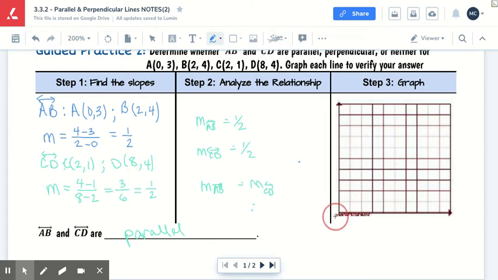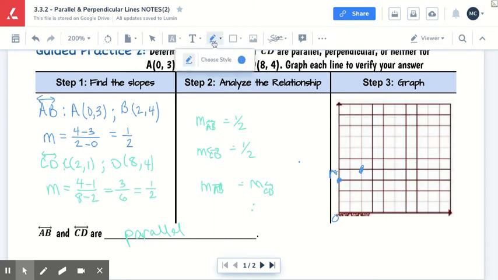Anyhow, I'm going to say that this point over here is the origin, since all of my coordinates have positive values. I've got 0, 3, so I go up 3, put a point there. That's A. And then I've got 2, 4 for B, so over 2 and up 4. And then I'll connect those.